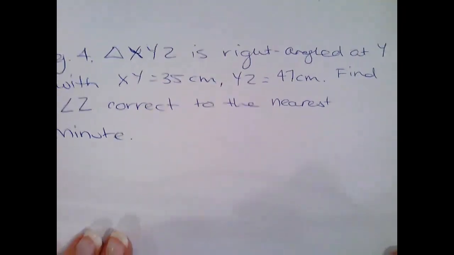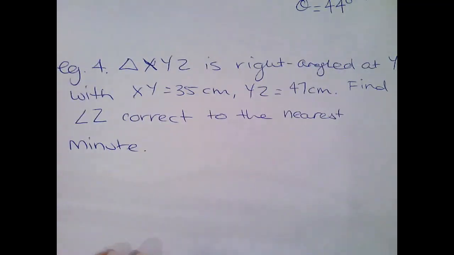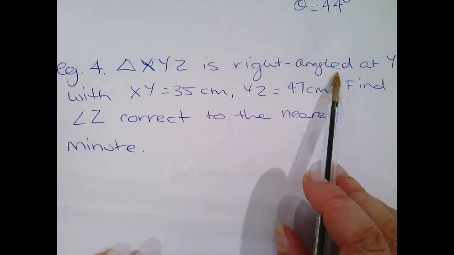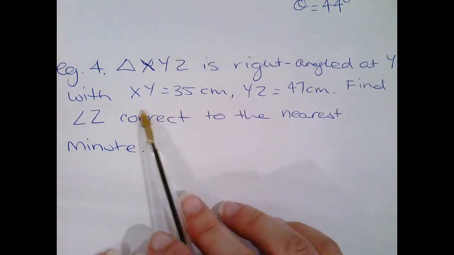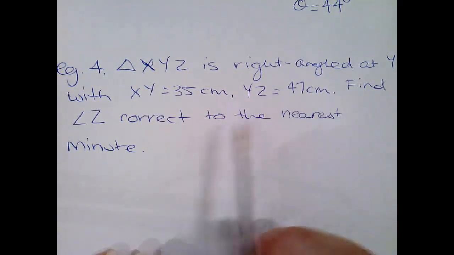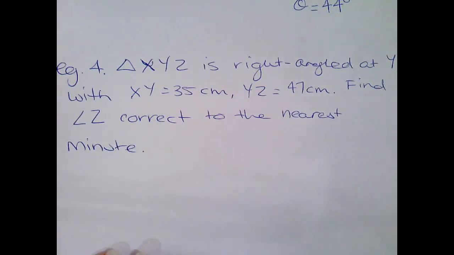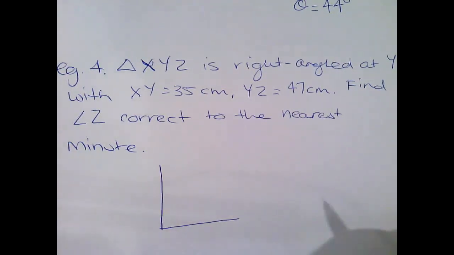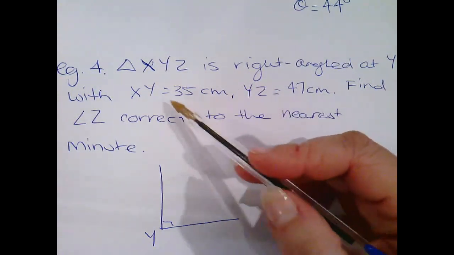Okay, and then the last example today, we've got a worded one, so we need to draw a diagram first. We've got a triangle, right-angled at the point Y, and we're told the lengths of each of the sides. Find the angle Z to the nearest minute. Right-angled at Y, so all I need to do is make sure that I've drawn up a right angle. Yes, you can, I guess, try and draw the rest to some sort of scale, but it really doesn't matter as long as you've got that right angle in there.